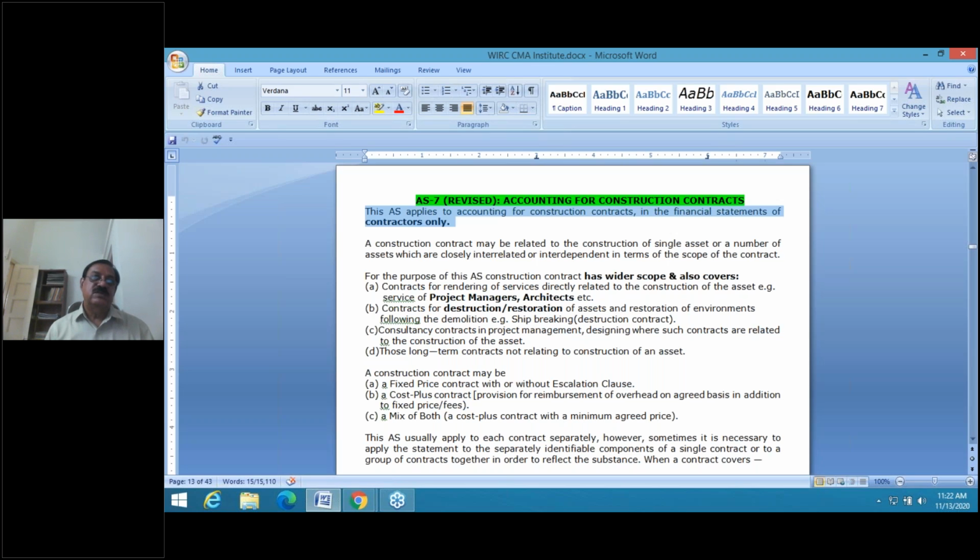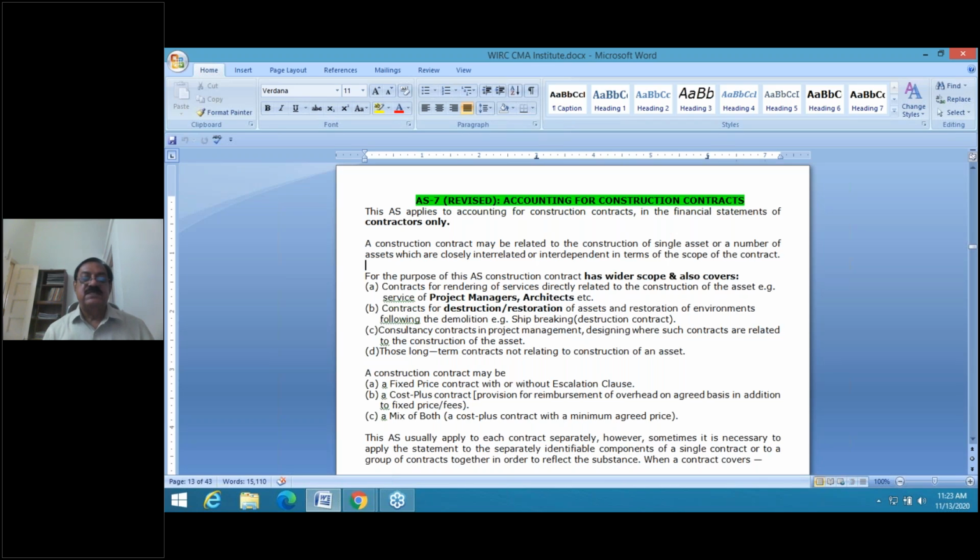So there also, in the books of the contractor, you prepare contract number 1 account, contract number 2 account. Like that, here also it is to be prepared. In a similar way, revenues are measured, costs are measured, but the profit transfer is a little bit different. A construction contract may relate to the construction of a single asset or a number of assets, one bungalow or a society of 25 bungalows, which are closely interrelated or interdependent in terms of the scope of the contract. If all bungalows are of the same type, I can say they are closely interrelated and interdependent.